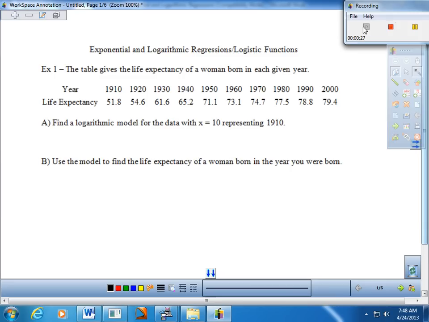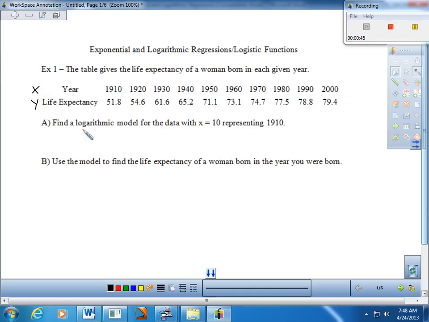So example 1 states, the table gives the life expectancy of a woman born in each given year. And so here are two variable quantities, just in terms of one depending on the other. I think we could all argue that the life expectancy is dependent on the year born. So life expectancy, let's put as the y, and then year, let's go ahead and put as the x. And so what we're going to do is go through our three-step process, of course. We're going to enter the data, view the data, and model the data accordingly.